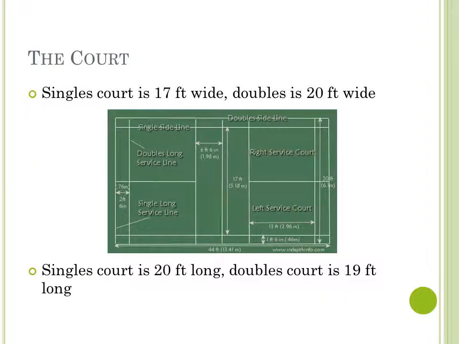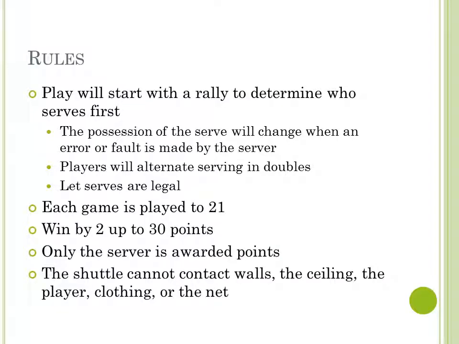The singles court is 17 feet wide and 20 feet long, and the doubles court is 20 feet wide and 19 feet long. Players should rally to determine who serves first, and let serves are legal. Games are played up to 21, and teams must win by 2 unless they score 30 points.